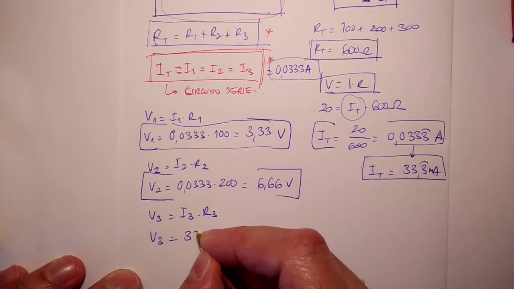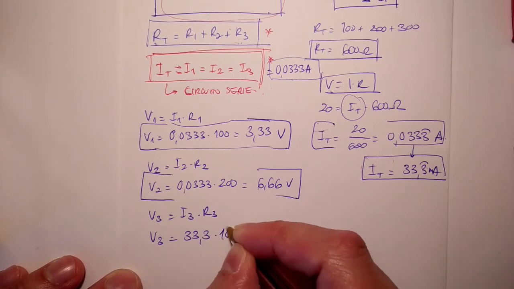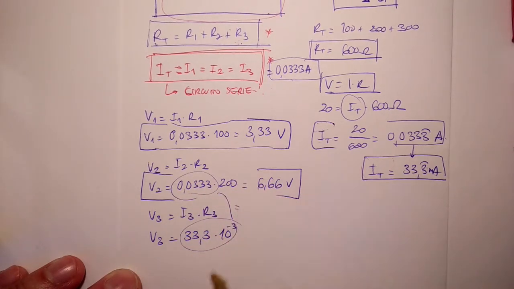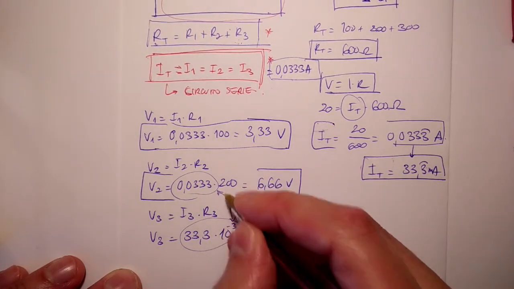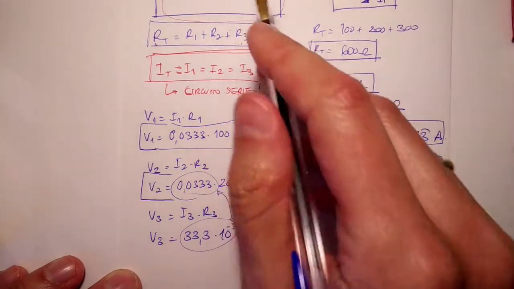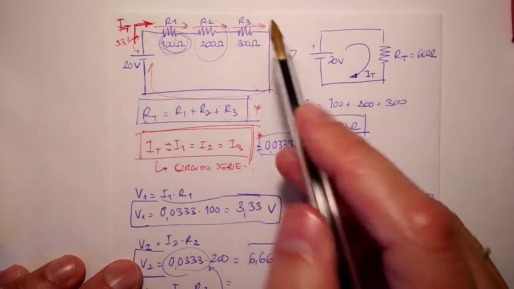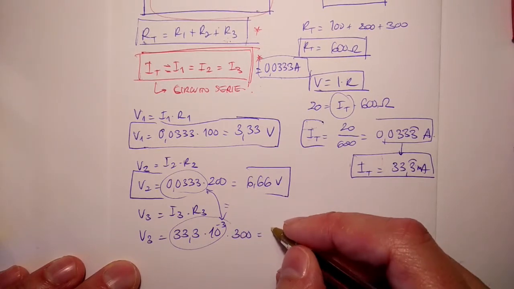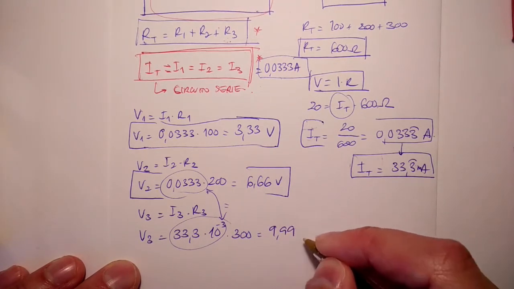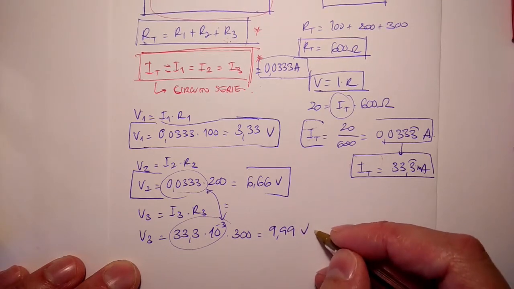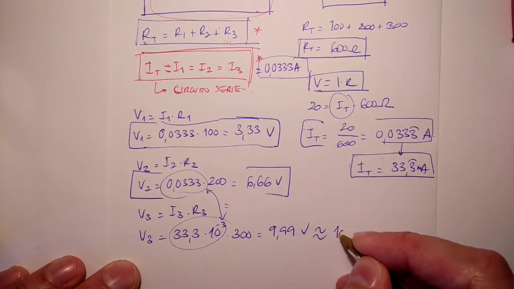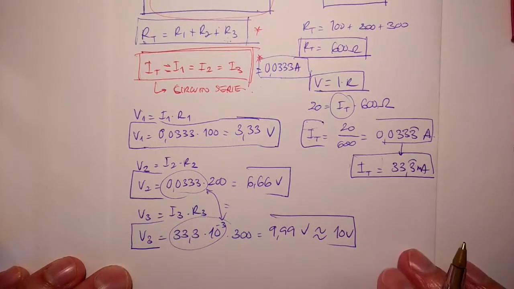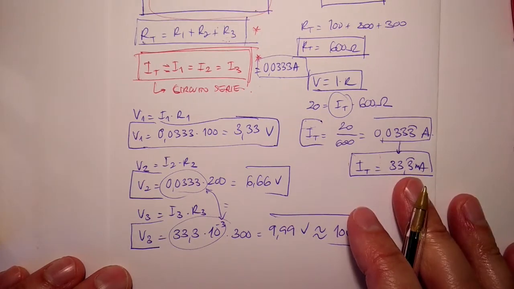Voltage V3 is the same. We take current I3 multiplied by resistance R3. If we want to, we can write it in milliamperes instead. So we write 33.3 multiplied by 10 to the negative third power. This is the same as 0.0333 amperes. We will multiply it by R3, which is 300, and we get 9.99 volts, which is nearly 10 volts.